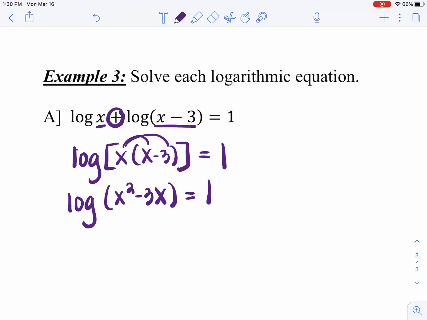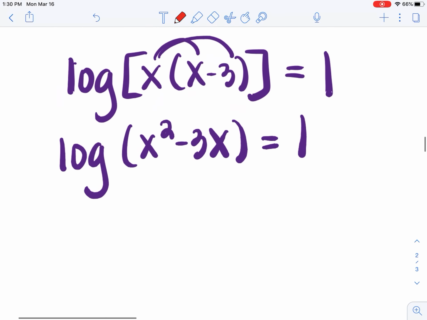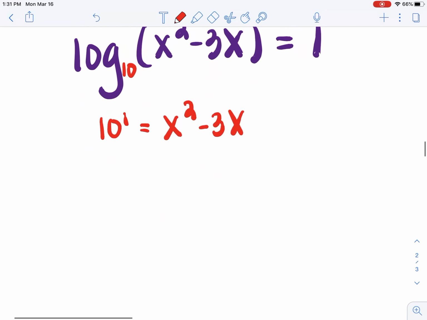All right, so the mistake that people make right now is they think the next step is to get out your eraser and erase the word log. That's not how this works. Remember, if you're working with a log and you're uncomfortable with it, rewrite it in exponential form. So here, my base is 10. So I'm going to rewrite this in exponential form. 10 to the first power equals x squared minus 3x. 10 equals x squared minus 3x.